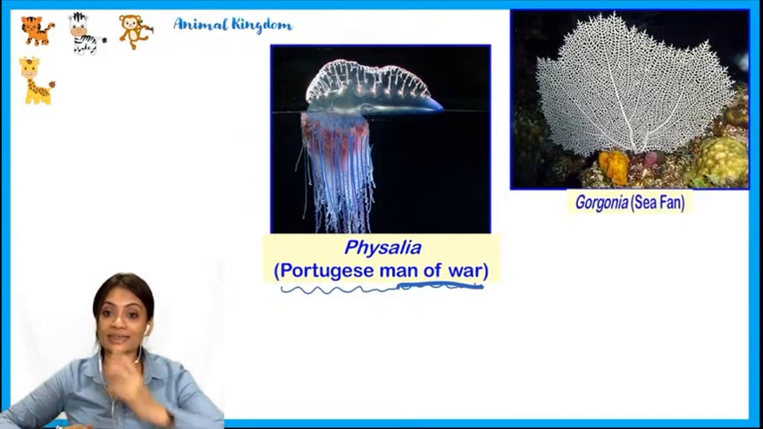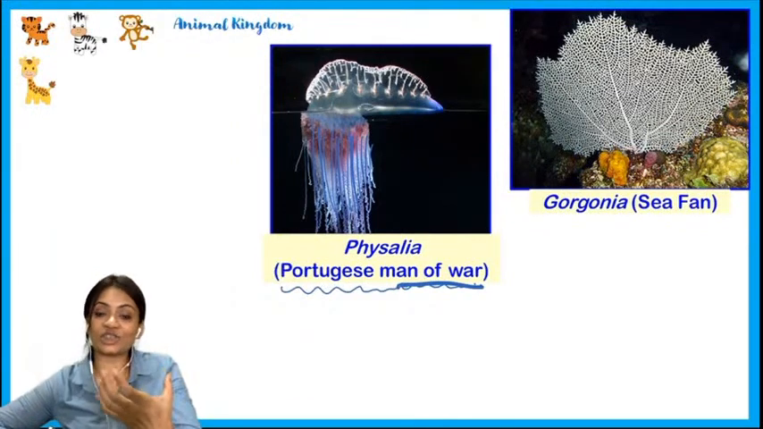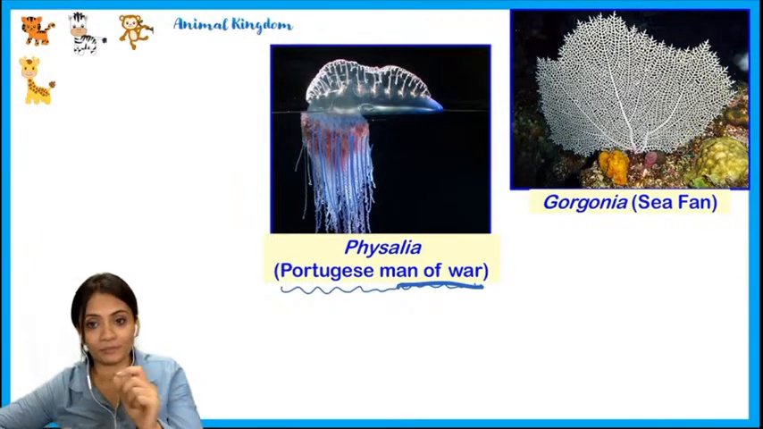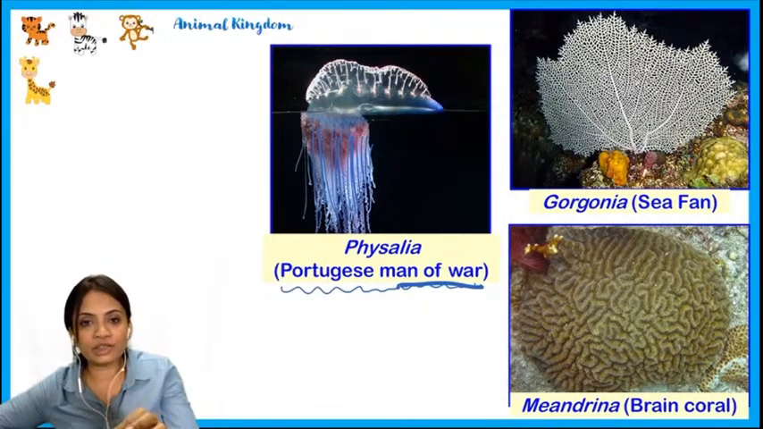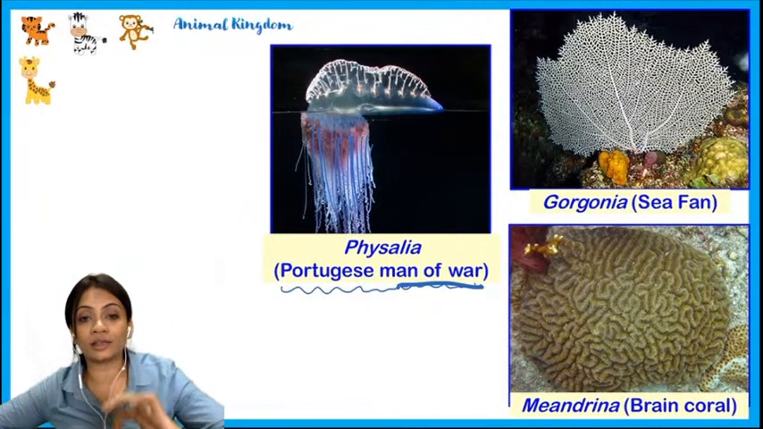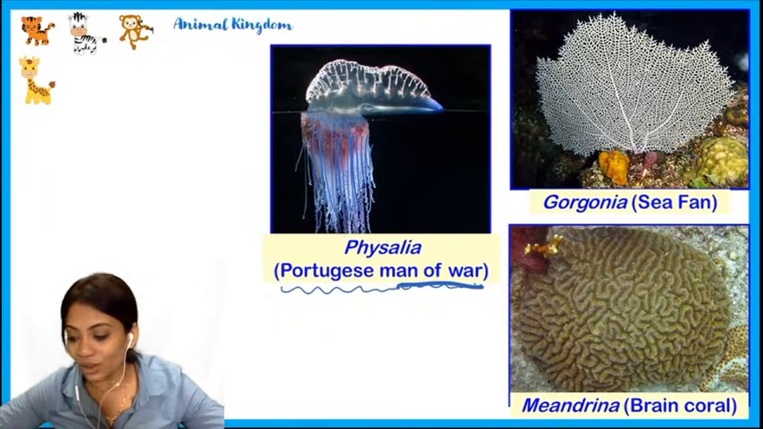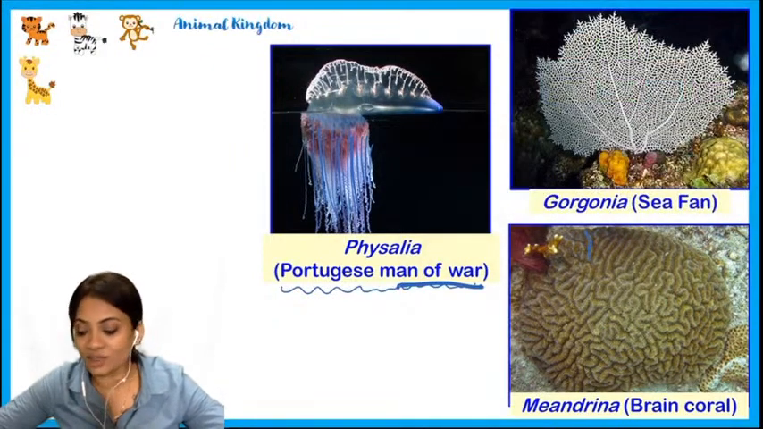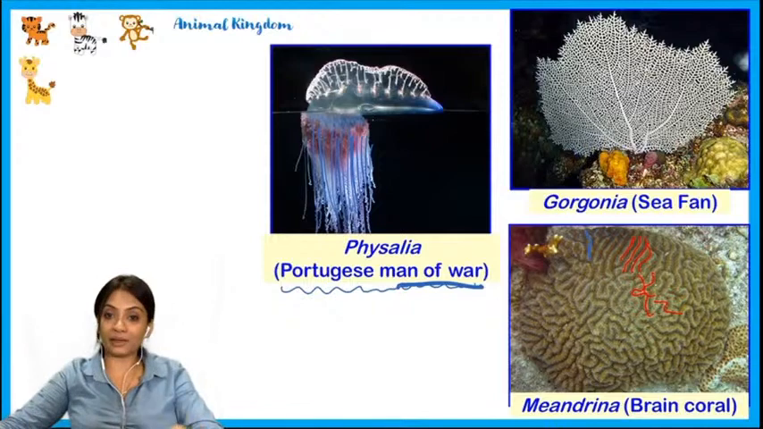Okay. Look at the next example. It's called Gorgonia. And if you see the common name, it represents just what its common name states it to be, and that is nothing but a sea fan. Alright. The third example here would be Meandrina. And another name for Meandrina would be brain coral. Can you see this is a coral, and you can also see that just like your cerebrum, or your brain, it has those elevations and depressions just like your real brain. So that's why it is called the brain coral.